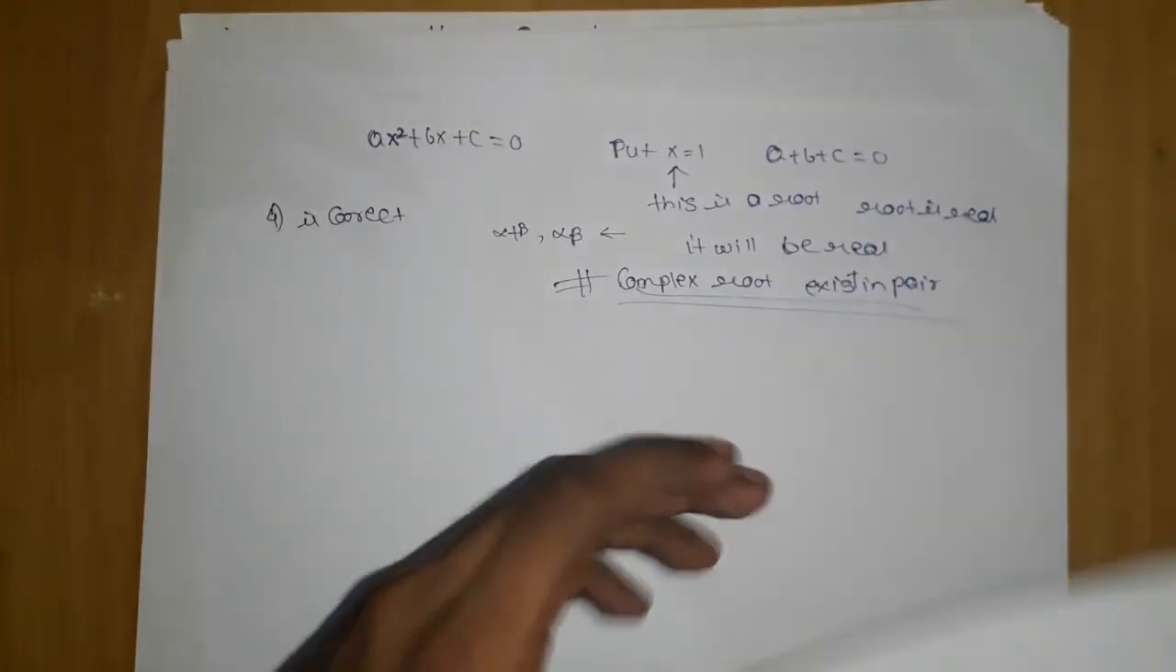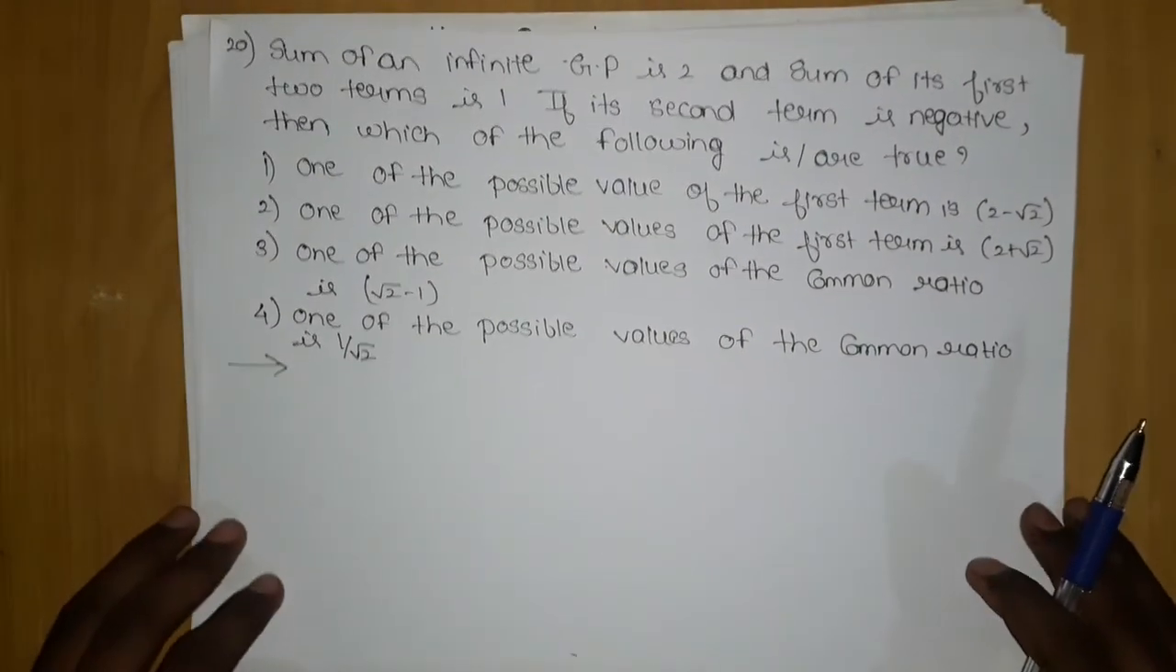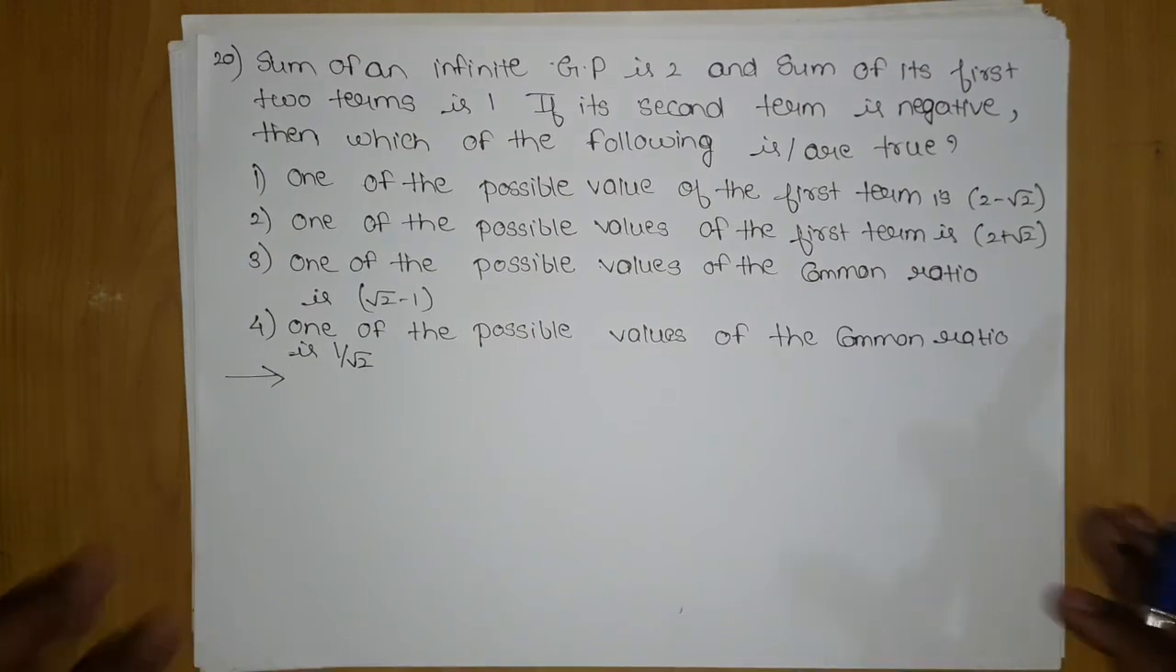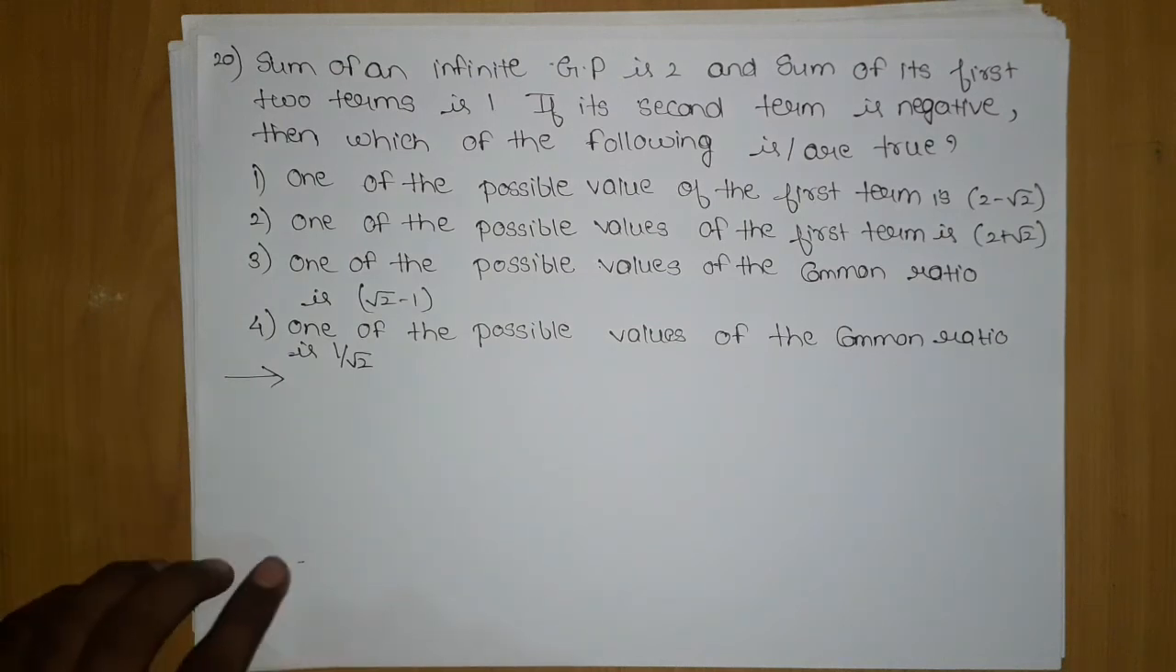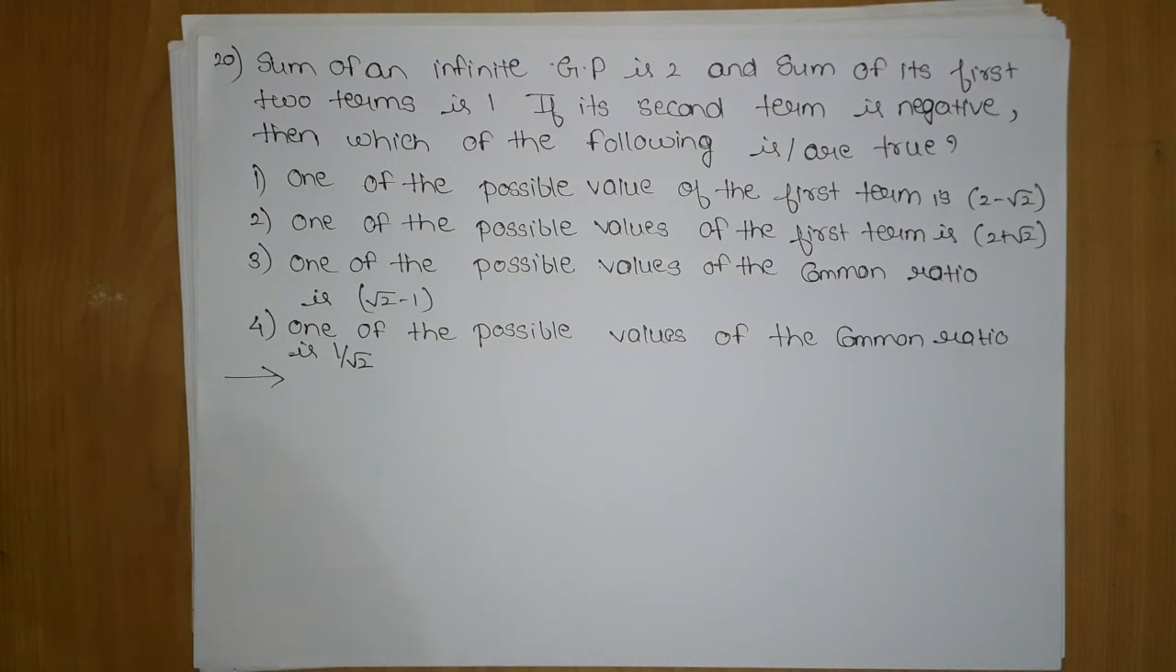Okay, this problem is quite tricky. Now let's move on. This page is not completed still. Okay, this is the problem. 20th problem: the sum of an infinite GP is 2 and the sum of its first two terms is 1. If its second term is negative, then which of the following is and are true?